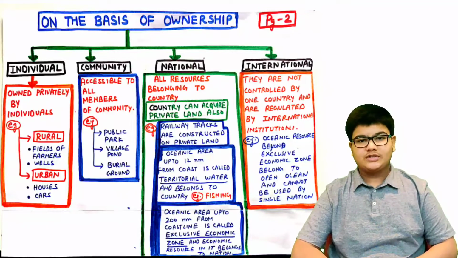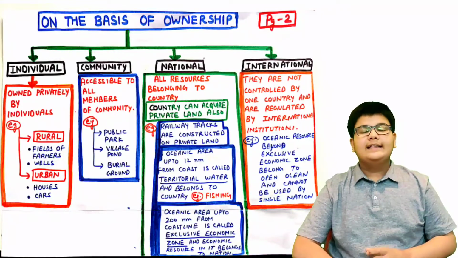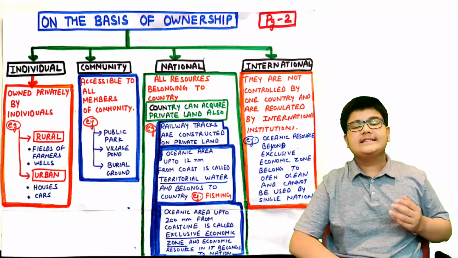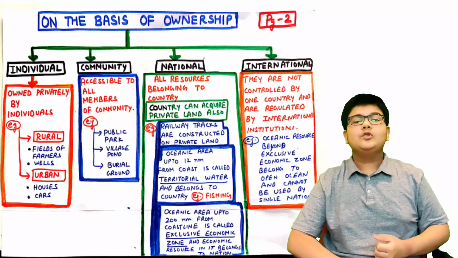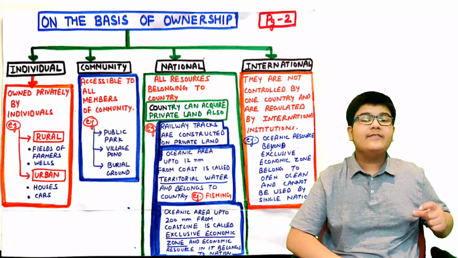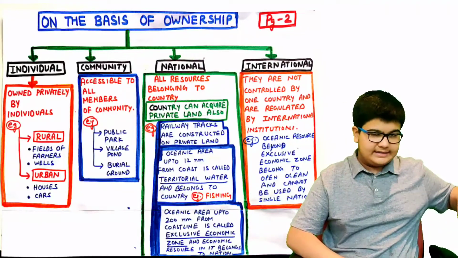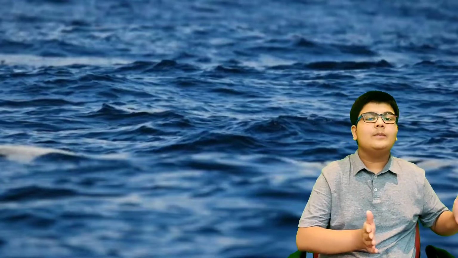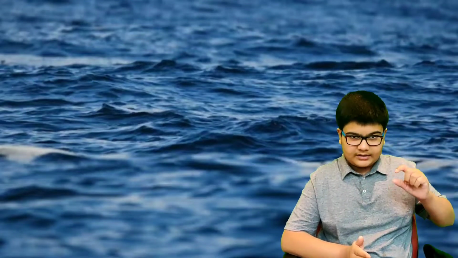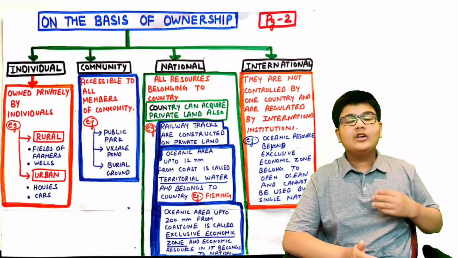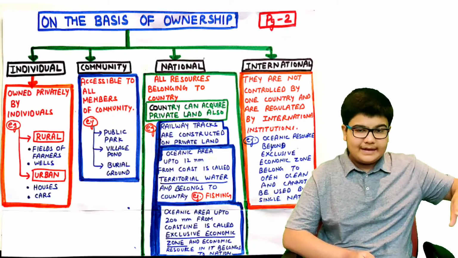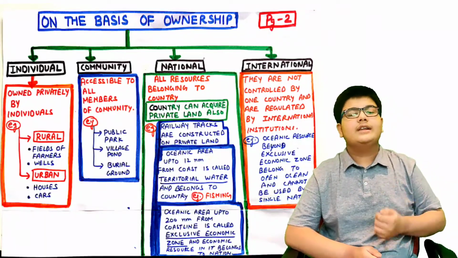Fourth, international resources. These are the resources that are not owned by a single country but are regulated by international institutions such as the United Nations. Examples include the oceanic area beyond the exclusive economic zone, which is known as the open ocean, and it is not owned by a single country. So all the ocean part after 200 nautical miles is termed as open ocean, and this area is not under the control of a single country, but it is regulated by some international institutions.